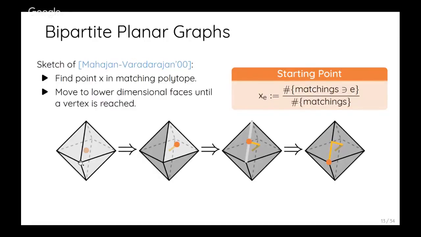If I wanted to compute the average of all of the vertices of my polytope, which is by definition in the convex hull, then I could use this trick. Think of an edge e, count the number of perfect matchings that contain that edge e, and divide that by the number of perfect matchings. This gives you some number between 0 and 1. If you consider all of these numbers for all of the edges, this is exactly the average of the indicator vectors of all perfect matchings. So you can use counting to find that starting point, and then the rest of the algorithm of Mahajan and Varadarajan doesn't use counting anymore.